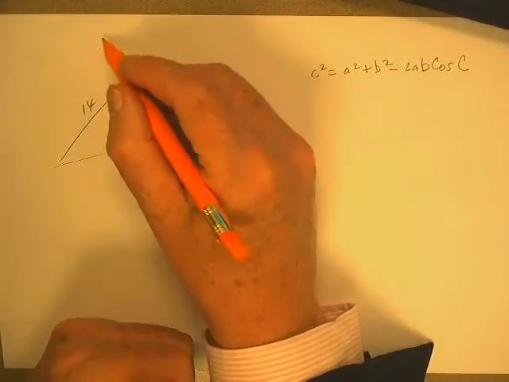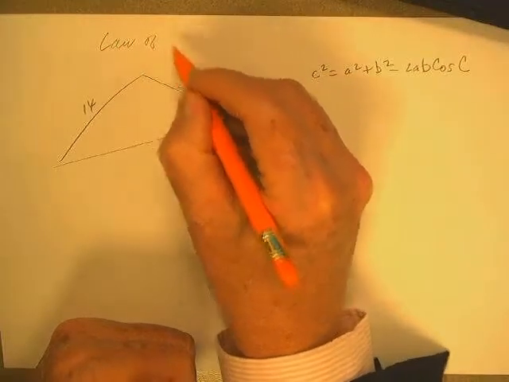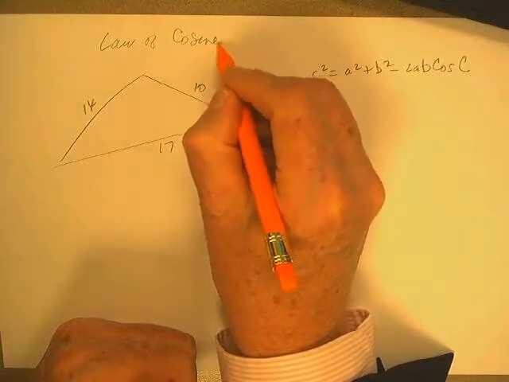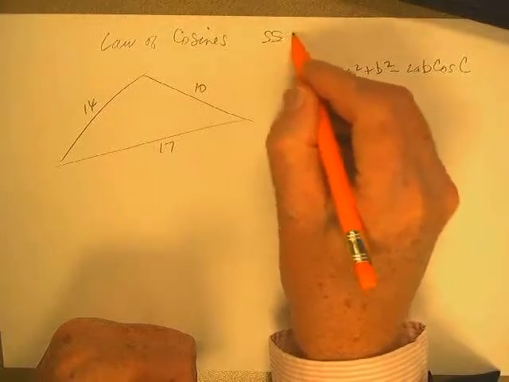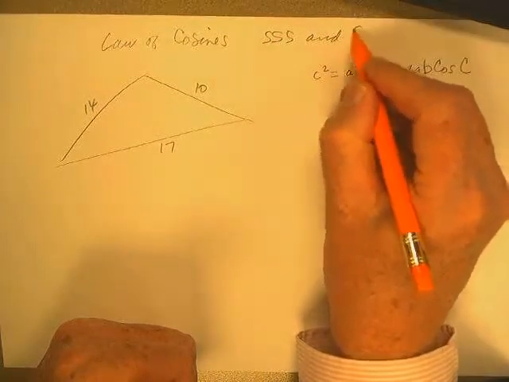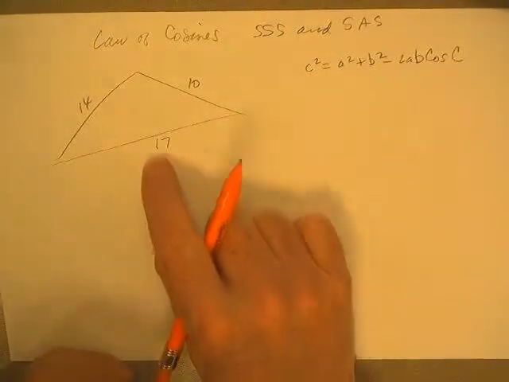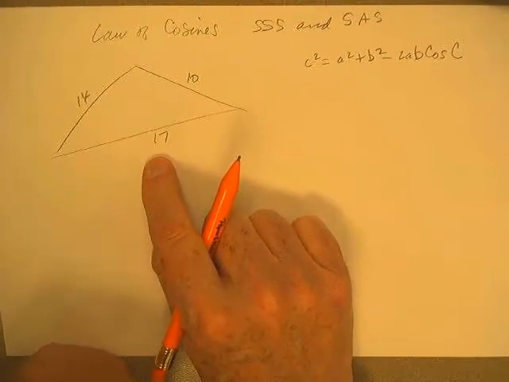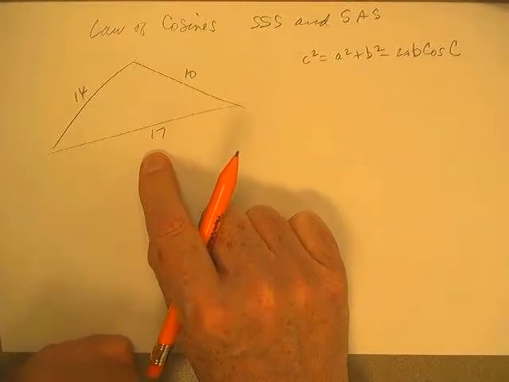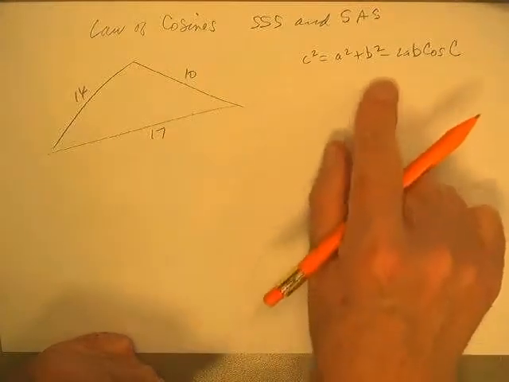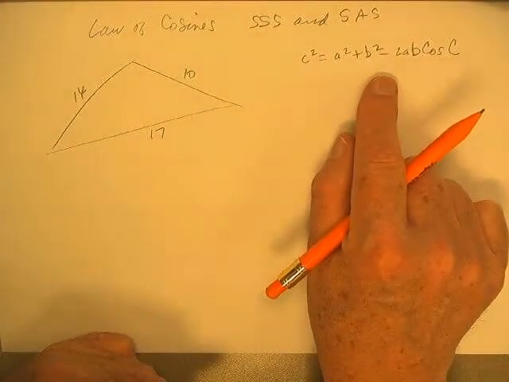Here we've got the law of cosines. It's for side, side, side, and side, angle, side only. If we could do a triangle like this with the law of sines, we would. The reason we have the law of cosines is because we can't. So here's one of the formulas.